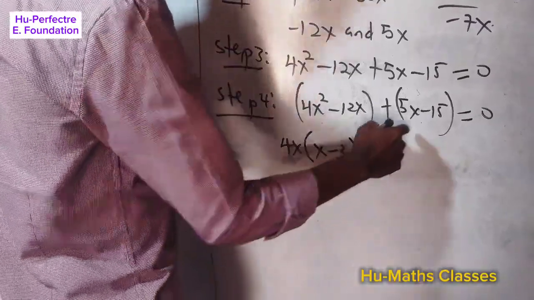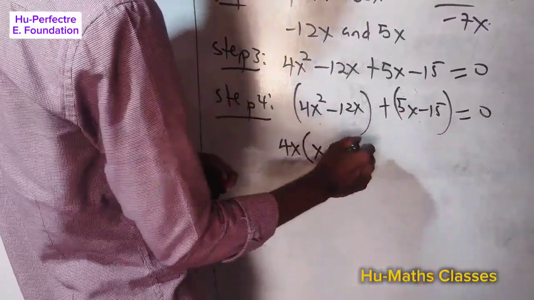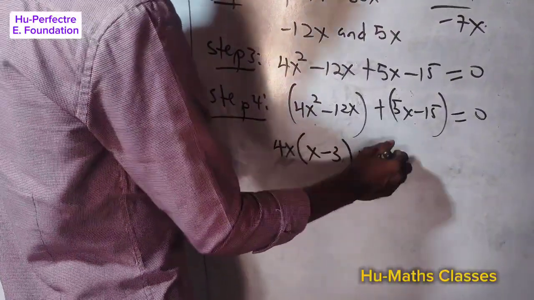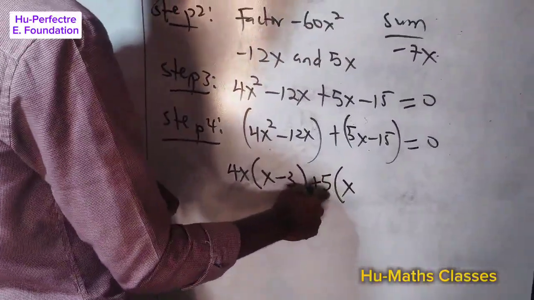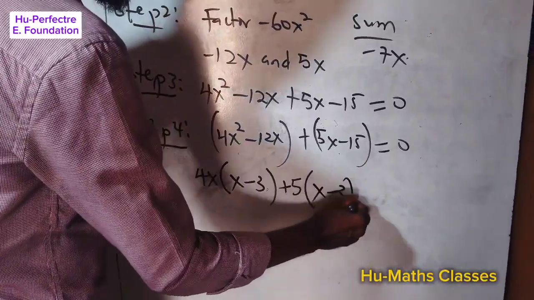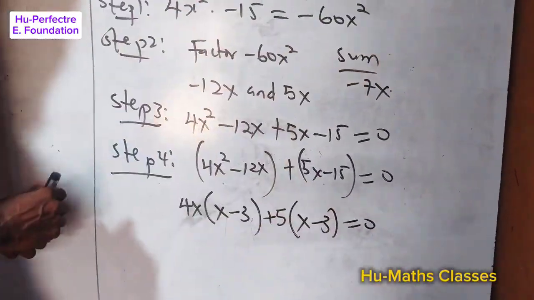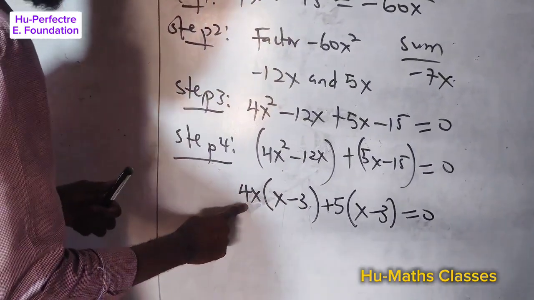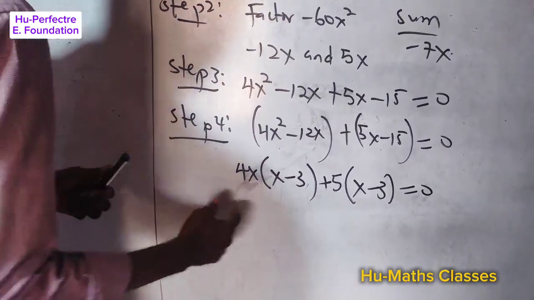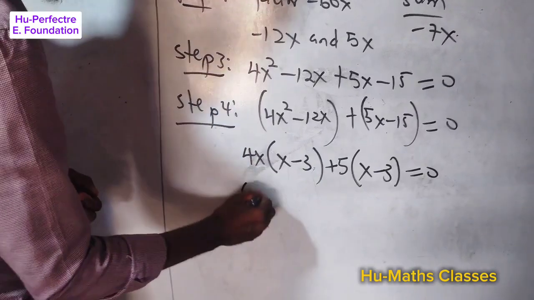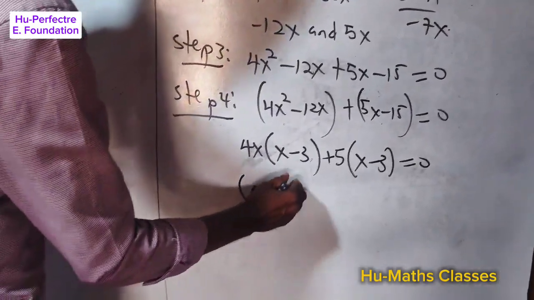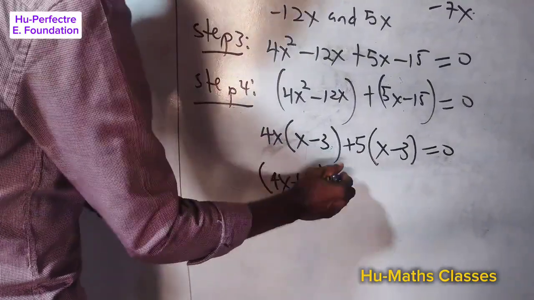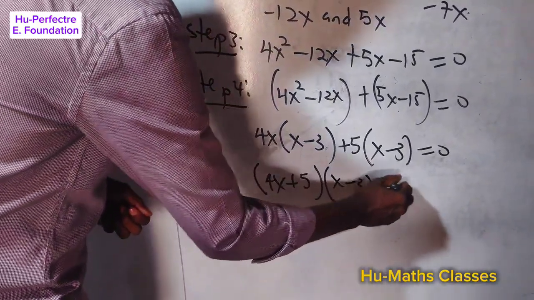Let's go to the second bracket, 5x and minus 15. What is common is 5, so I'll have plus 5 there. 5 into 5x, you have x left, and plus 5 into minus 15, you have minus 3, is equal to 0. Now you notice that the two brackets are the same with the numbers outside. So pick up the factors that are outside of the brackets to make a new bracket. That will be 4x plus 5, then into one of the brackets, since they are the same, x minus 3 is equal to 0.